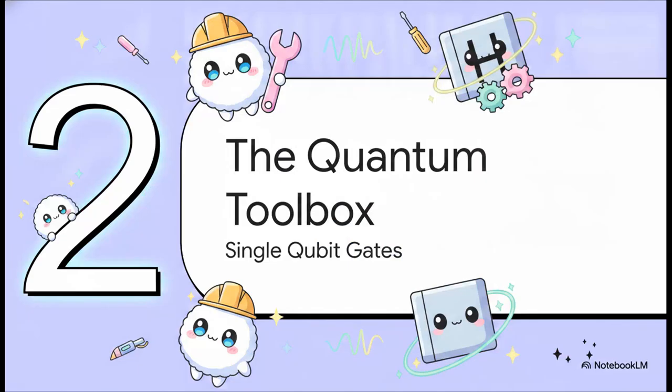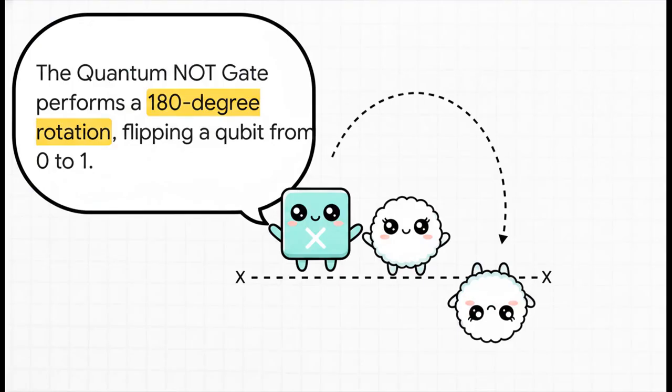Section 2. The quantum toolbox. Single qubit gates. So let's open that toolbox. Our very first tool is the Pauli-X gate, which is honestly the closest thing we have to a standard classical NOT gate. If you apply the X gate to a qubit that's currently sitting at 0, it rotates it exactly 180 degrees around the X-axis of our Bloch sphere, flipping it straight to a 1. It's simple, it's fundamental, and yeah, it functions practically identically to flipping that classical light switch from off to on.